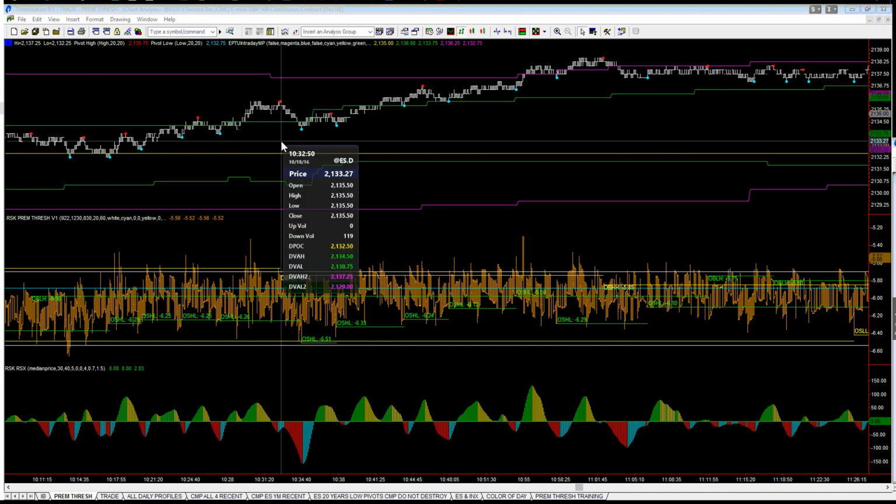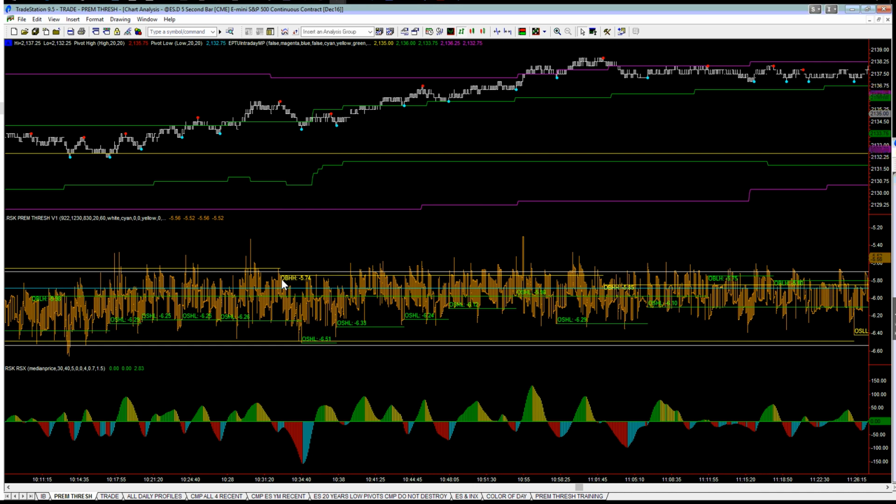Now, as we move up here, you see how the premium steps down to an overbought condition with a lower high on the premium. That's either to be read as a short or potentially tightening the stop.